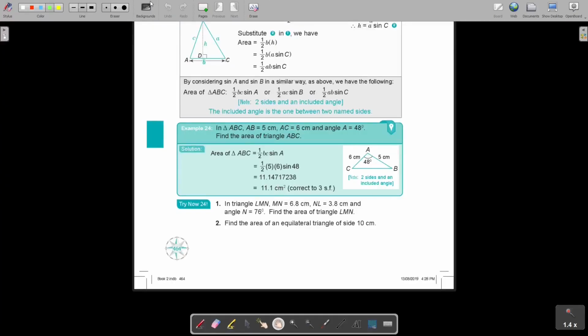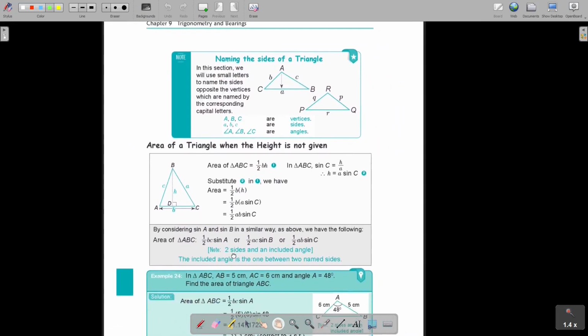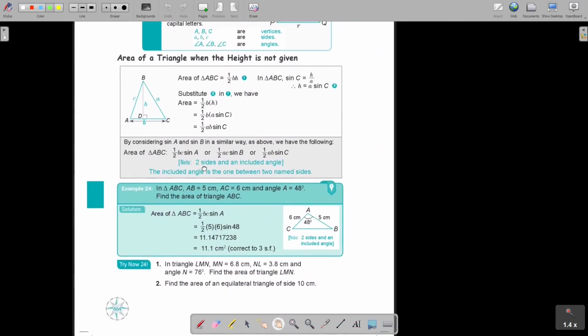In the textbook, you will find this area rule on page 464. That's still chapter 9. And there is the area of a triangle, when the height is not given. Then you also use sine, because you use sine in the formula, but it has its own rule. So it's actually very easy. The information must be given like the cosine, meaning you must have two sides with an included angle. But in the formula, you use sin.